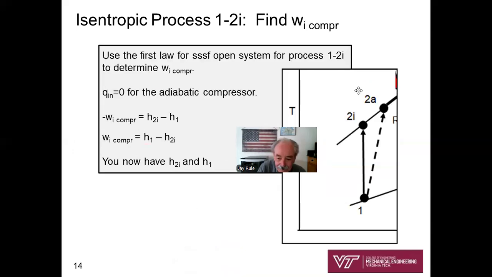Now, once you've gotten h2i, then you can use the first law to determine W isentropic for the compressor. For an adiabatic compressor, Qin is 0. So Qin, 0, minus W out equals h2i minus h1. And so therefore, W isentropic for the compressor is going to be h1 minus h2i. I just flip the minus sign. And so that's going to be a negative number. You see that visually, do you see that h2i is a bigger number than h1? So W isentropic of the compressor is going to be a negative number. And there you go.